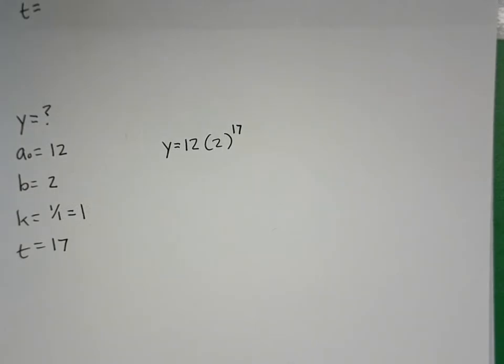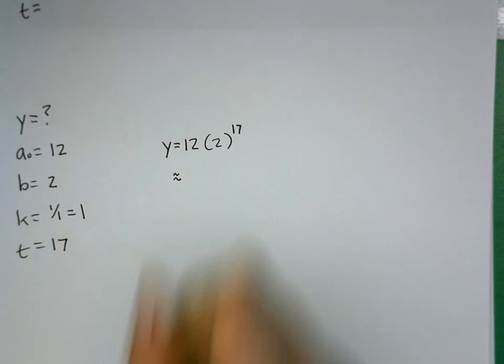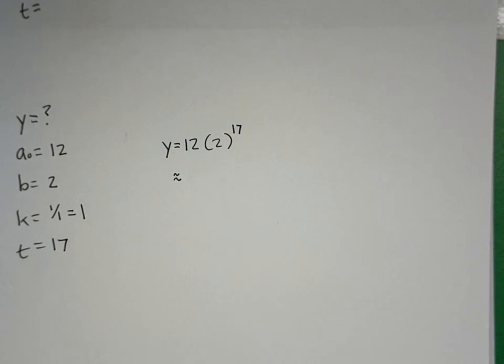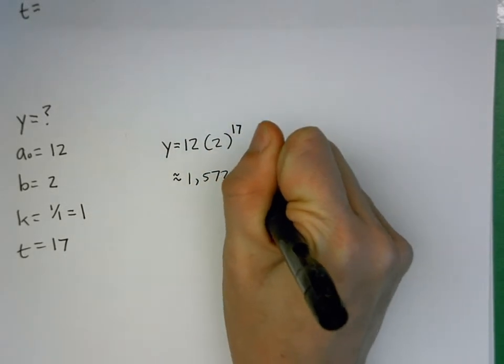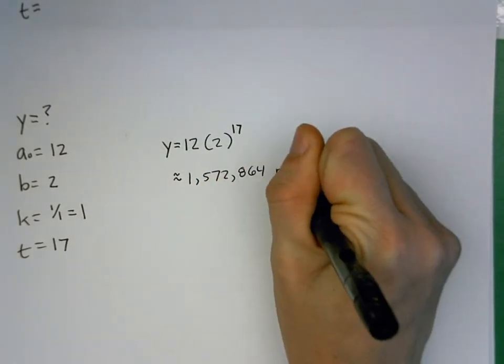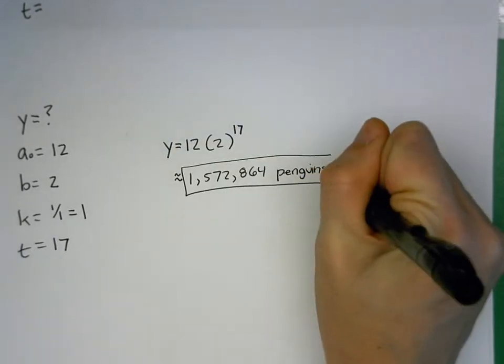So go ahead and take a moment, pick up your calculator, plug that in. How many penguins are we going to have? If this same trend continues, that initial population of only 12 penguins, 17 years later, is going to be 1,572,864 penguins. And there you go.